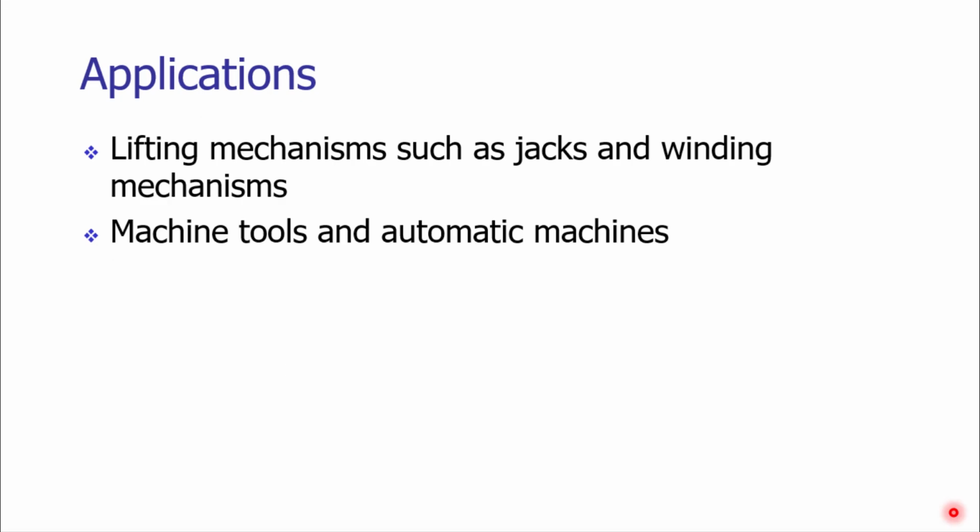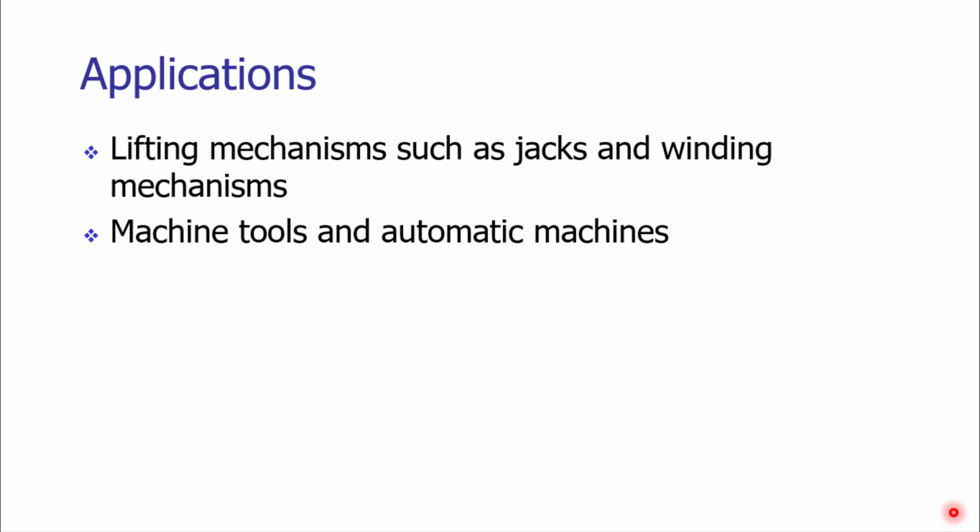The important applications of the ratchet and pawl mechanism are in jacks and the winding mechanisms, winding machines. Jacks we are using to lift the systems, to lift the products, and winding machines are used to wind the wire or the cables either manually or automatically.